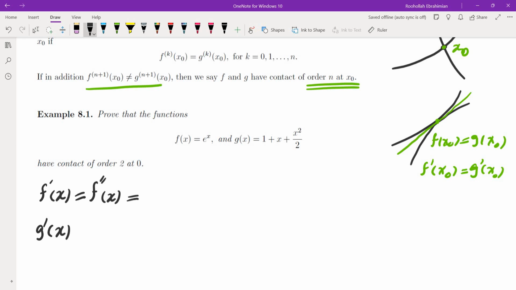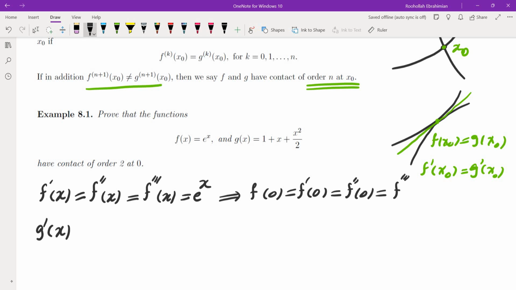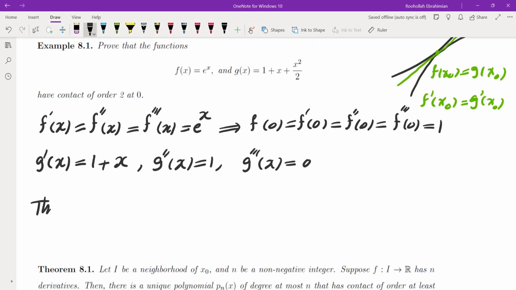So f prime of x, f double prime of x, and f triple prime of x are all e to the power of x. That means f of 0, f prime of 0, f double prime of 0, and f triple prime of 0 are all equal to 1. If you look at g of x, which is 1 plus x plus x squared over 2, when you differentiate, you get 1 plus x. When you do the second derivative, you get 1, and when you do the third derivative, you get 0.